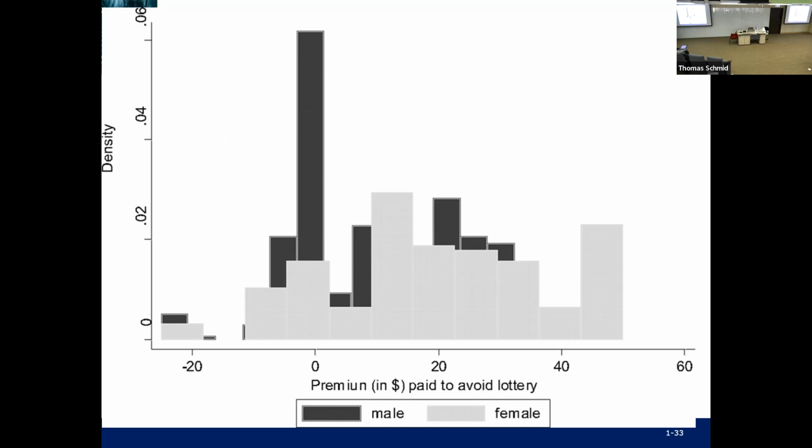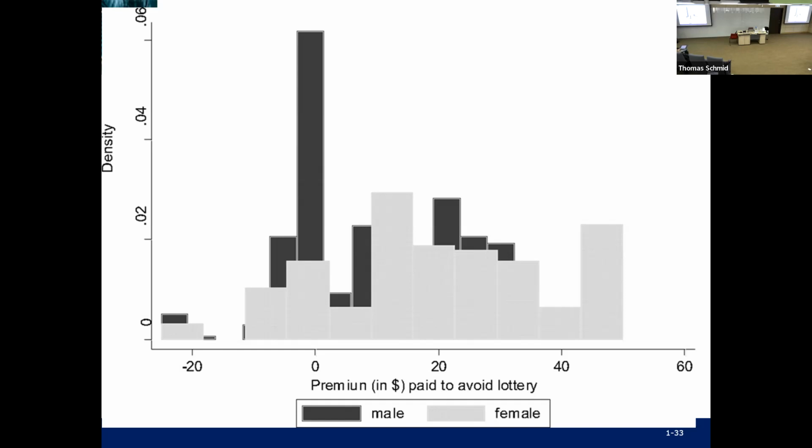This is gender. And actually, this is the amount that the students were willing to pay to avoid a lottery. So if this is high, this indicates a high level of risk aversion. So how much money in terms of expected return are the students willing to give up to avoid the lottery? And in this light gray, these are female students, and in this dark gray, blackish, these are male students. And you see, it's slightly different.